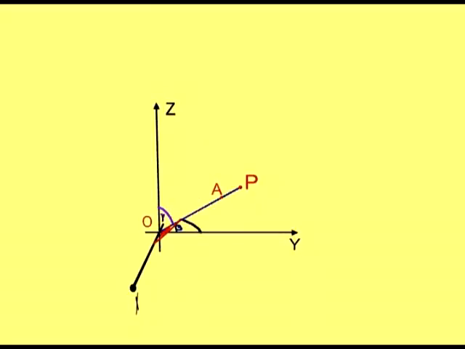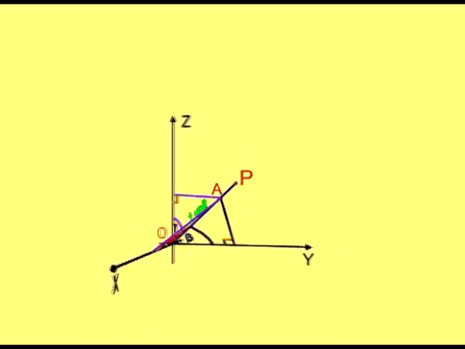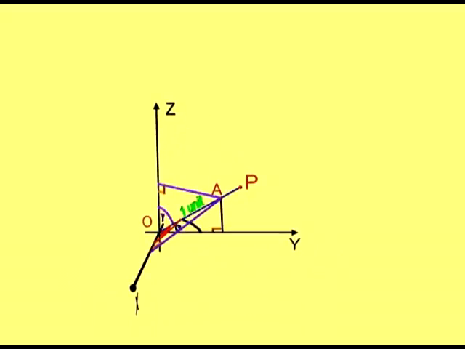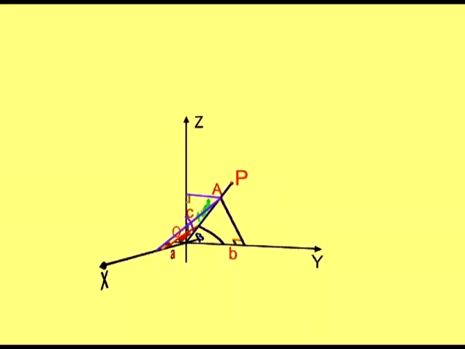Point A is located on line OP and 1 unit from the origin. From point A, draw lines perpendicular to the three axes. The projections of line OA on the x, y, and z axes are A, B, and C respectively. Since OA is 1 unit, OA squared is equal to 1. From the distance formula we proved in an earlier chapter, OA squared is equal to A squared plus B squared plus C squared. Therefore, A squared plus B squared plus C squared is equal to 1.